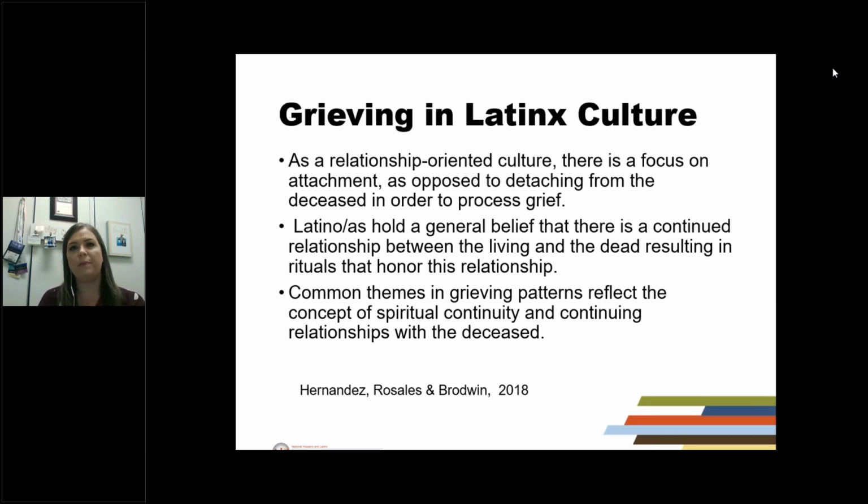So what happens because these relationships are maintained, because this attachment continues? Well, they're going to tend to honor that relationship. So that's why the process may be extended or longer. There are always going to be themes related to spiritual continuity and the continuing relationship with the deceased. So in their content, when they're talking to us explaining this grieving process, there are going to be these common themes in Latinx culture.